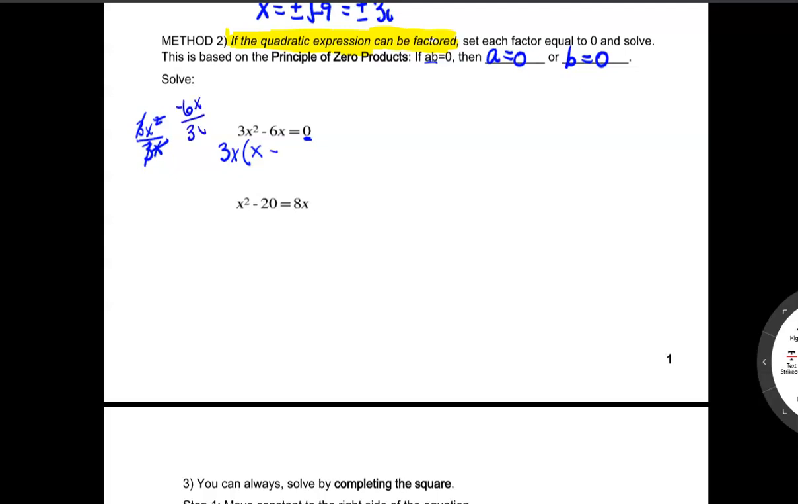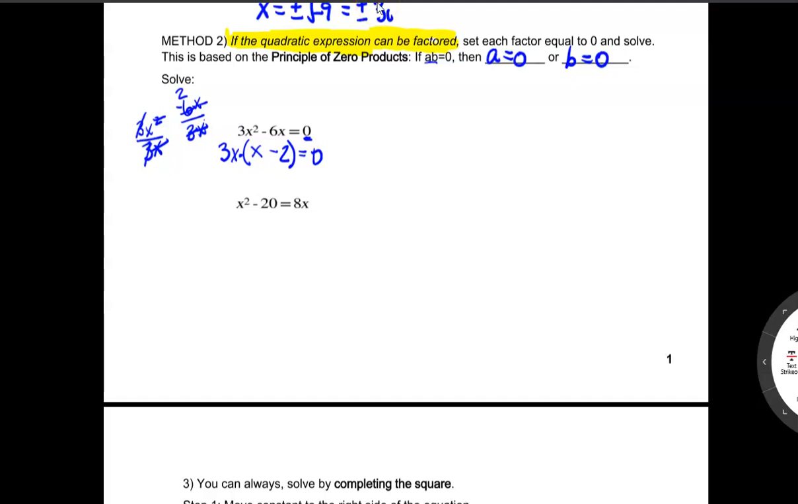We divide that by 3x. The x's cancel completely. The 3 reduces the 6 to 2, so we're left with negative 2. So we now have two factors. We have 3x. Factors mean things that you're multiplying together. We're multiplying 3x times x minus 2.